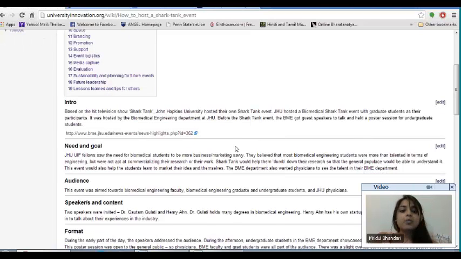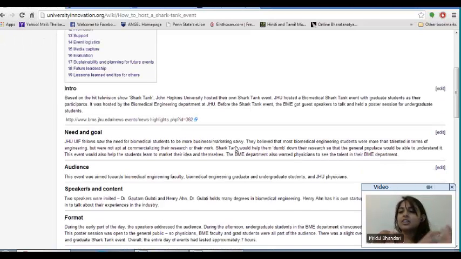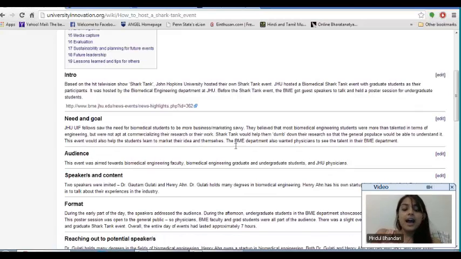This event was held at the JHU hospital grad student campus, which was about 30 minutes away from their undergrad campus, so it was more geared towards physicians, graduate students, a few undergrad students and faculty. So that's where it was held. The audience it was able to reach was mainly the faculty, the graduate students, a few undergrad students, and a lot of JHU physicians.